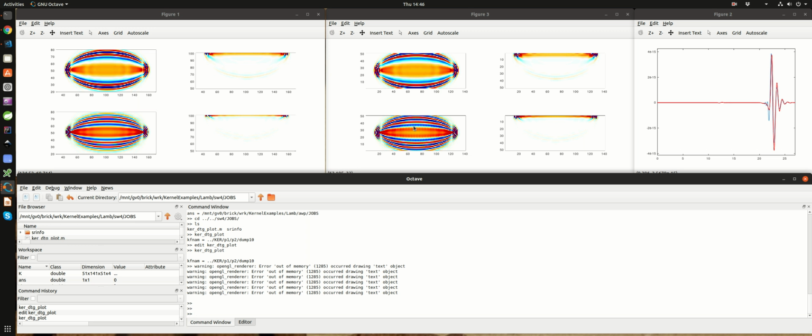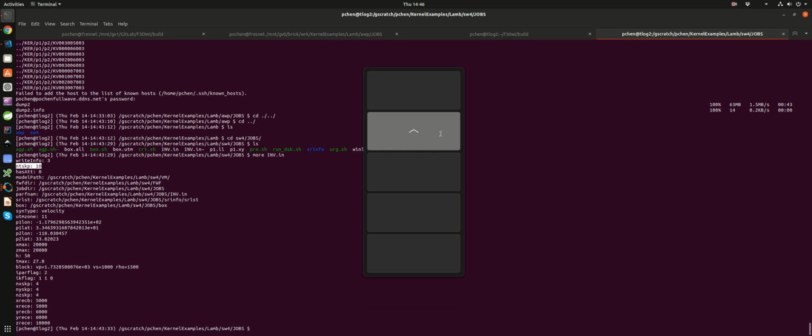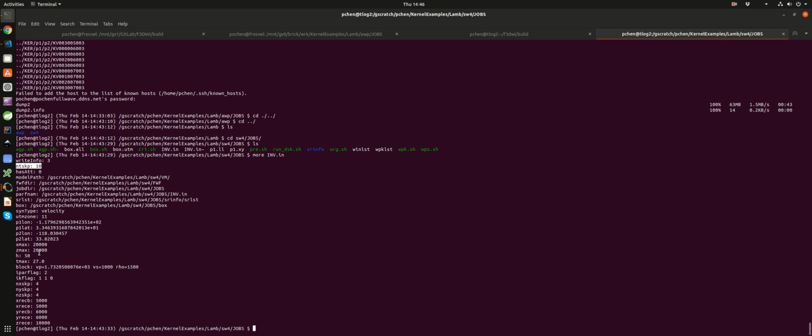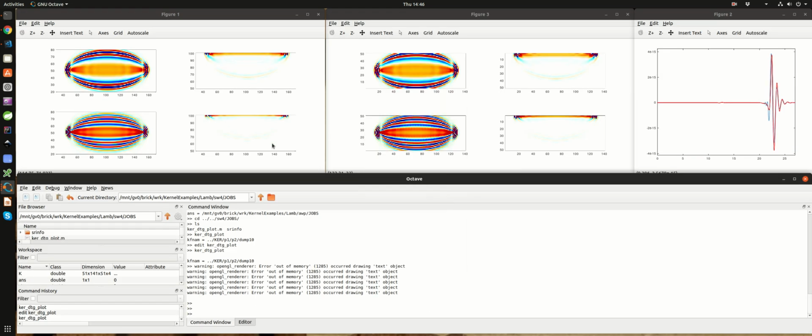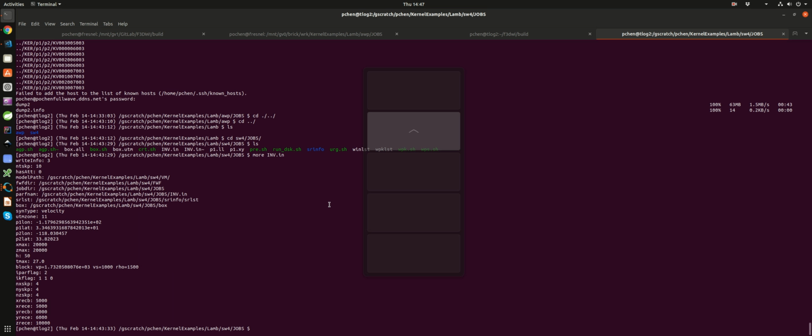But this small chattering is caused by a temporal decimation rate that's too high. If I reduce 10 to 8, then this small chattering is going to disappear. This is the high frequency kernel, so you can see the chattering becomes more severe. But at low frequency, the chattering is less severe.